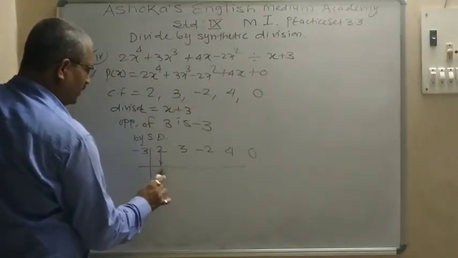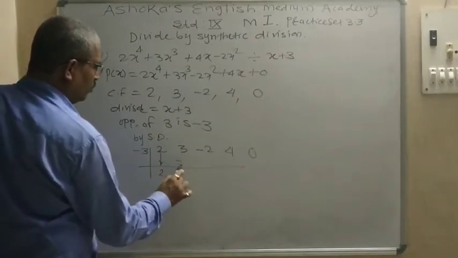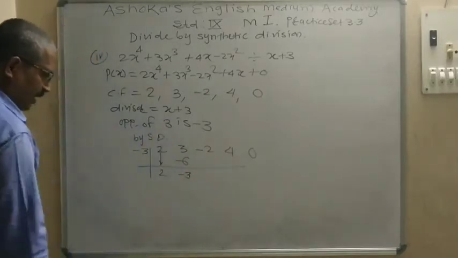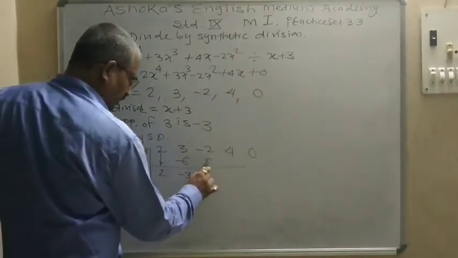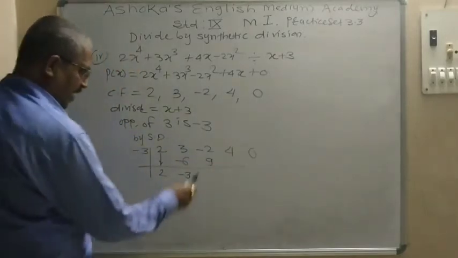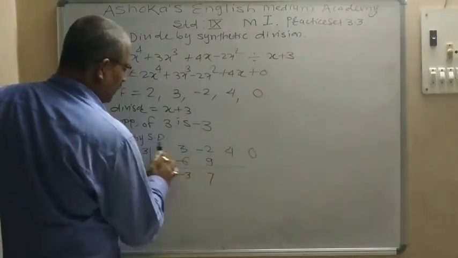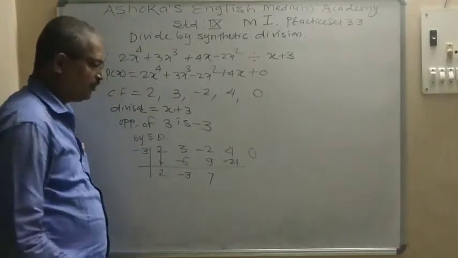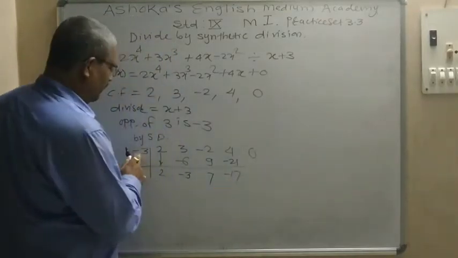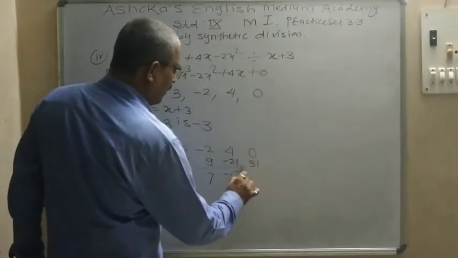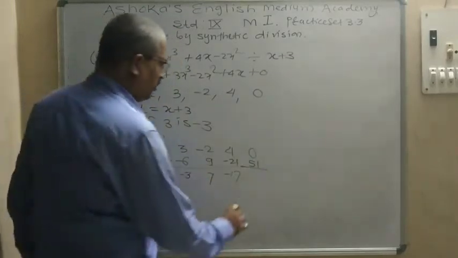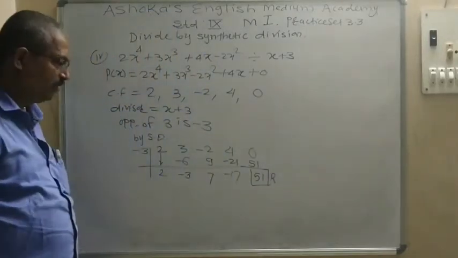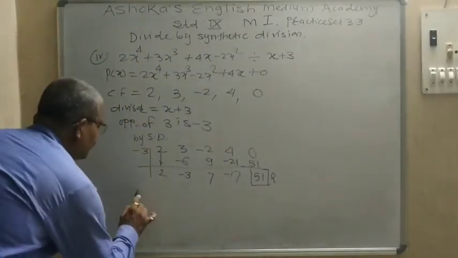We should write 2 as it is. 2 into minus 3. 2 3s are minus 6. Minus 6 plus 3 means negative 3. Negative 3 into negative 3. 3 3s are 9. 9 minus 2 means 7. 7 3s are minus 21. 21 minus 4, how much? Minus 17. And 17 3s are, negative into negative is positive 51. You remember. Okay.